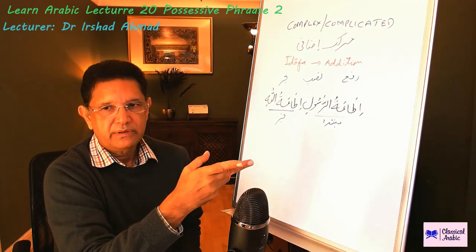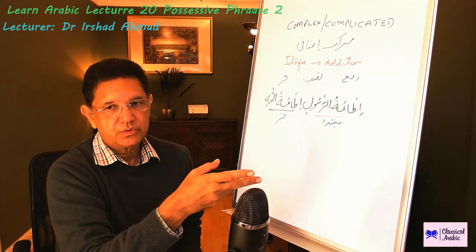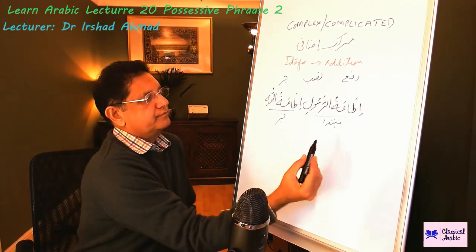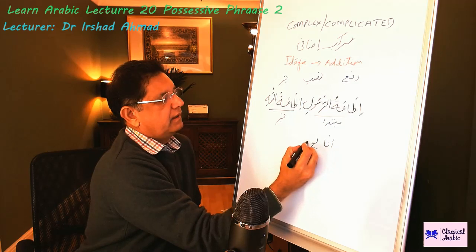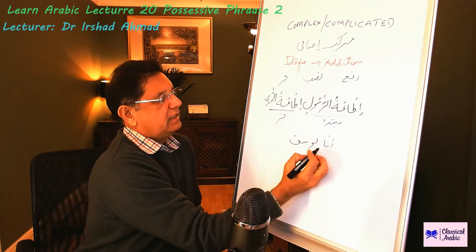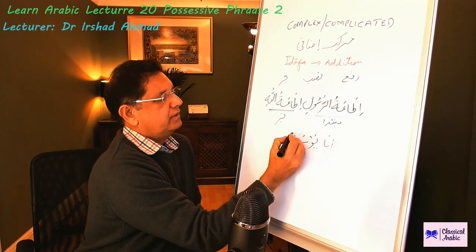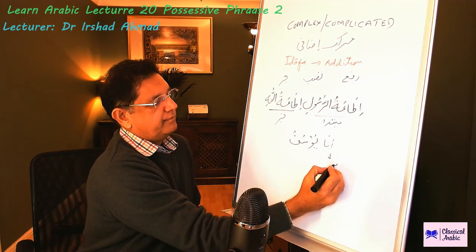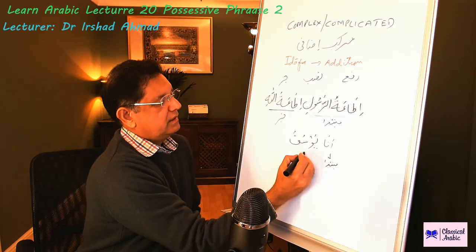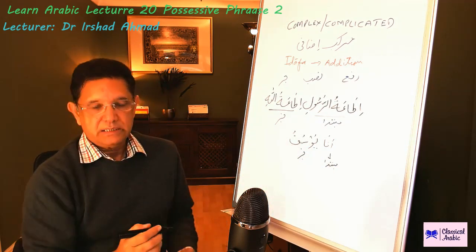And our first example, as you remember, was ana yusufu, for example. Isme alam. When isme alam is khabar, you cannot make it indefinite. Ana yusufu, Surah Yusuf. I am Yusuf. So this is our mubtada, this is our khabar, and khabar here is definite.